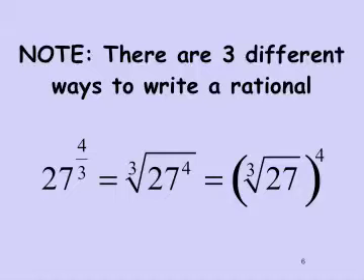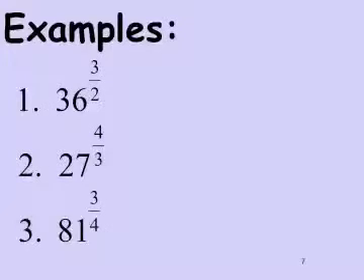So we'll look here at a specific example. There are 3 ways to write a rational number. We can write it with a rational exponent or a fractional exponent. We can write it with the root of the power, or we can write it as the root to a power. So here are 3 examples.